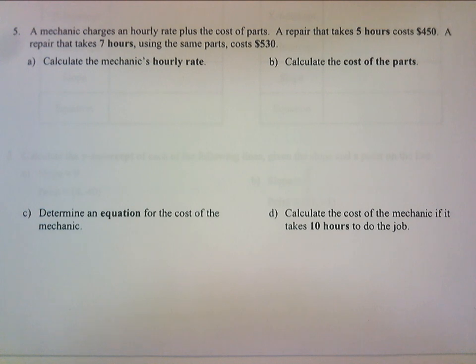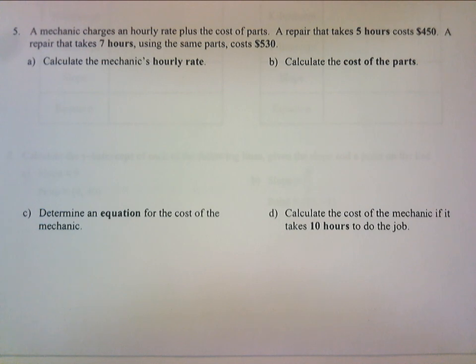In this video, we're going to be taking a look at question number 5 from our equation of a line practice sheet. So this is the last question we're going to be doing together. It says a mechanic charges an hourly rate plus the cost of parts. A repair that takes 5 hours costs $450. A repair that takes 7 hours using the same parts costs $530. Calculate the mechanic's hourly rate.